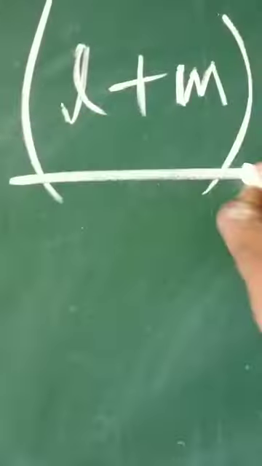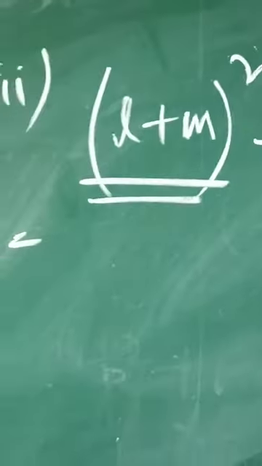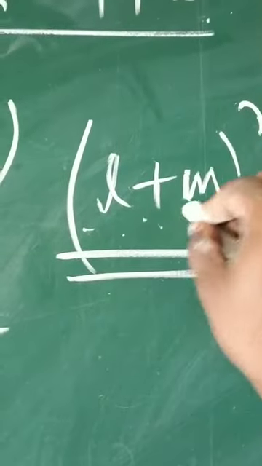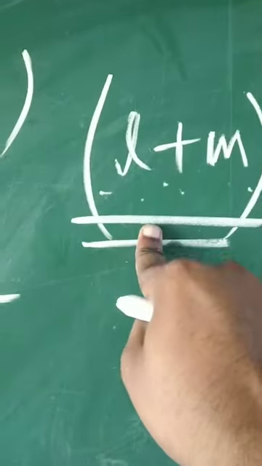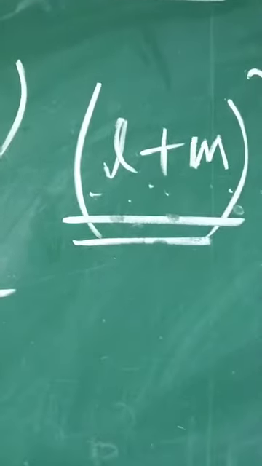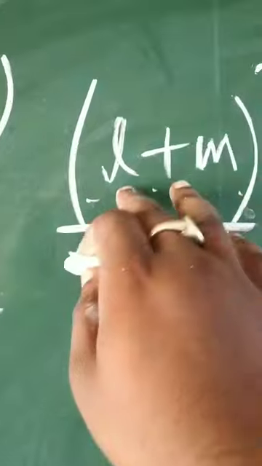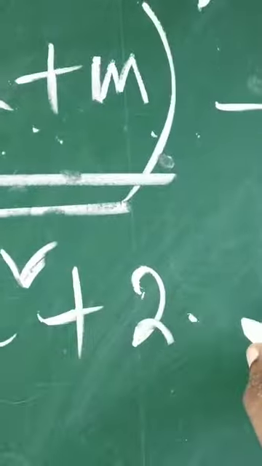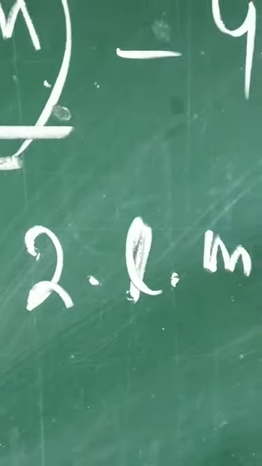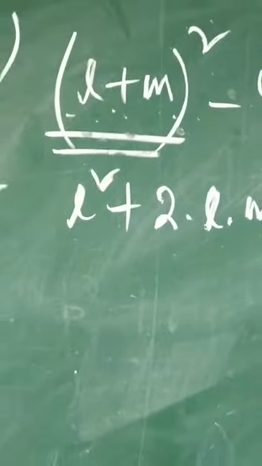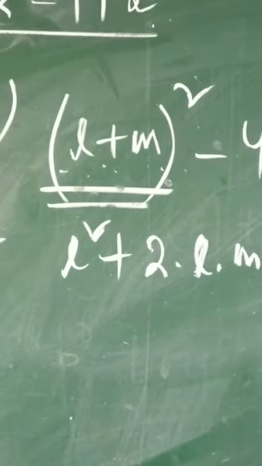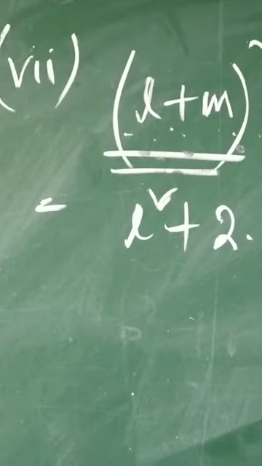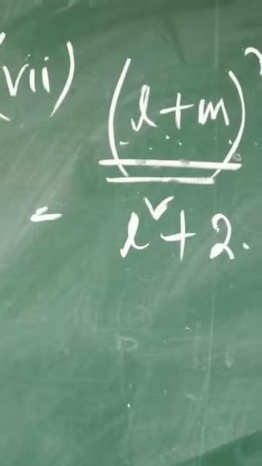So here, (l + m) whole square minus 4lm. Children, what we can see over here is (a + b) whole square. (l + m) whole square means we can factorize it using the (a + b) whole square format. So let us go ahead. (a + b) whole square means a square plus 2ab plus b square. Actually, in the place of (a + b) whole square, it's written (l + m) whole square. That's why we have replaced (a + b) whole square using (l + m) whole square.